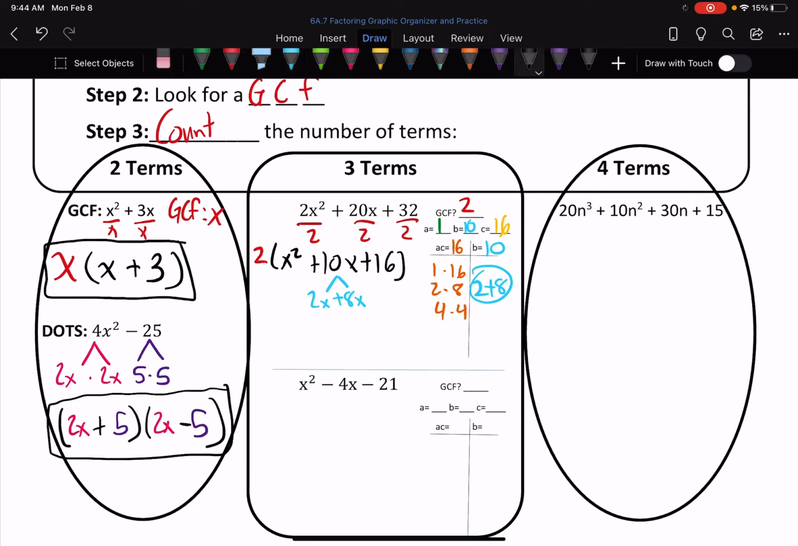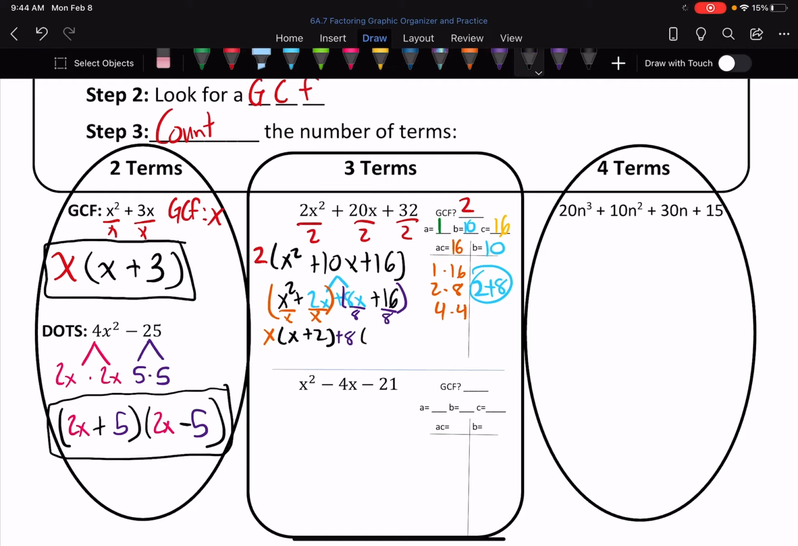We bring all the other terms down, so we have an x squared, and we have a 16. And then we factor by grouping. So we're going to group the first two terms together. We've got x squared plus 2x. We have to find the greatest common factor of that grouping, which in this case is x. So I'm going to have x multiplied by x plus 2. Then we look at our second grouping. We have 8x plus 16. Their greatest common factor is 8.